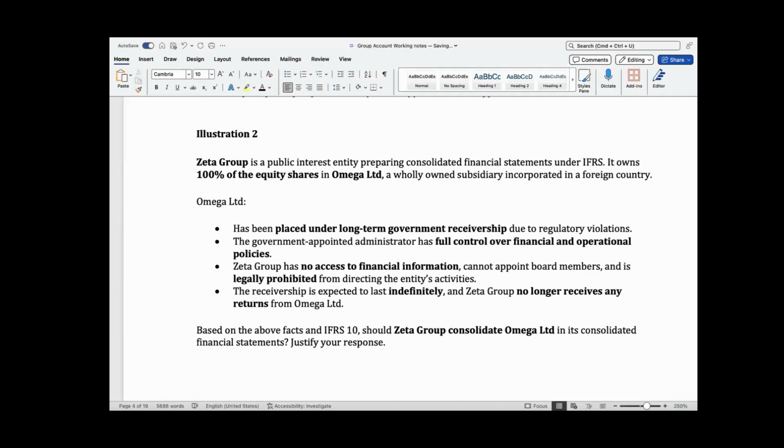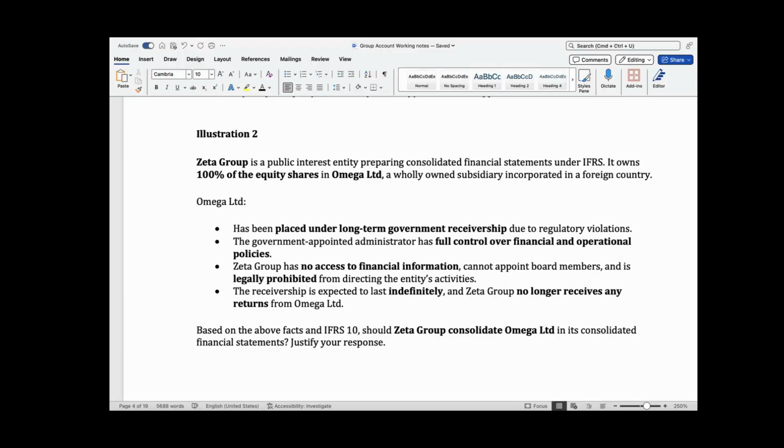Read illustration 2. Zeta Group is a public interest entity preparing consolidated financial statements under IFRS. It owns 100% of the equity shares in Omega Limited, a wholly owned subsidiary incorporated in a foreign country. Omega Limited, the first line item, has been placed under long-term government receivership due to regulatory violations. Second line item, the government-appointed administrator has full control over financial and operational policies. The third item, Zeta Group has no access to financial information, cannot appoint board members, and is legally prohibited from directing the entity's activities. Fourth line item, the receivership is expected to last indefinitely, and Zeta Group no longer receives any returns from Omega Limited.